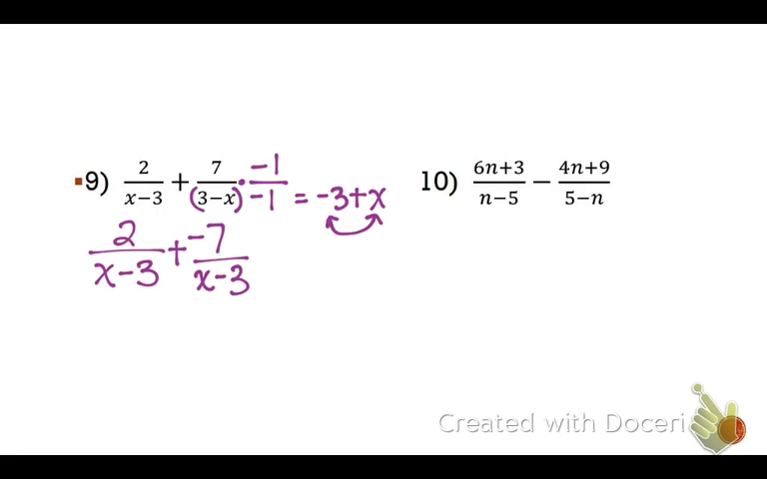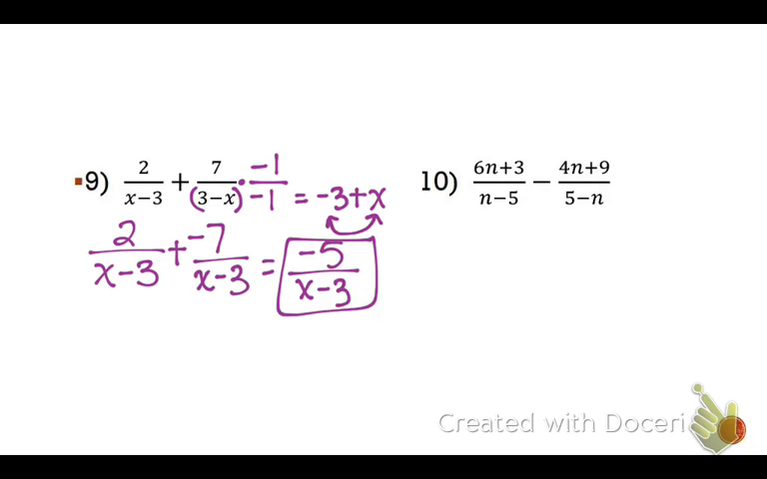Now that our denominators match, this should be a pretty easy problem to finish. My denominator is x minus 3. My numerator, I've got 2 plus -7. What does that give me? -5. Okay, go ahead and try number 10.